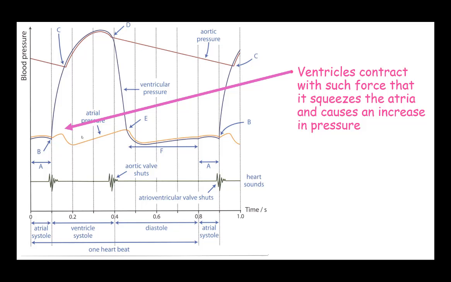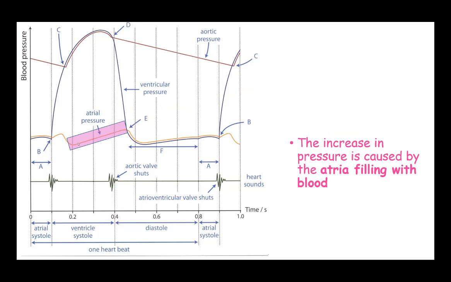After that then, as I mentioned earlier, atrial pressure is increasing here again, even though they're not contracting, and that's caused by the atria filling with blood. The pressure continually rises until we get to this point, which is where the AV valves open and the pressure begins to drop, because the blood which is flowing into the atria just flows passively into the ventricles.